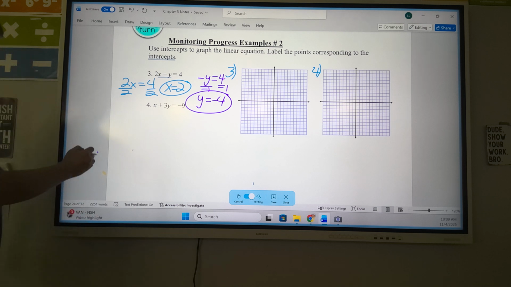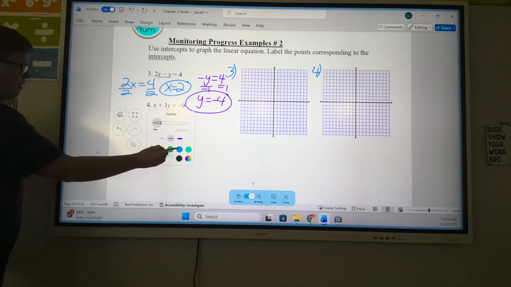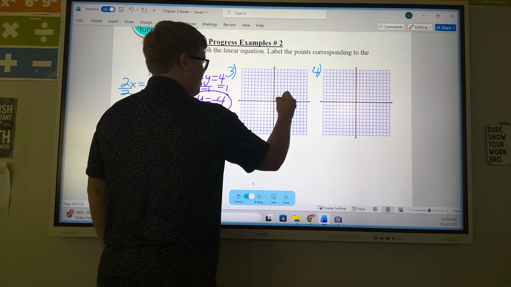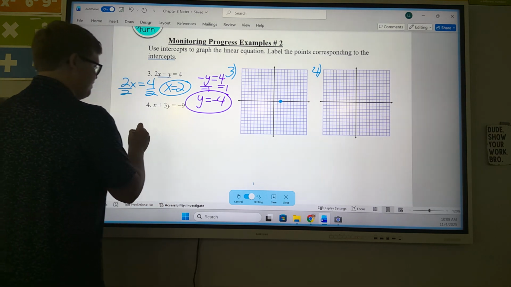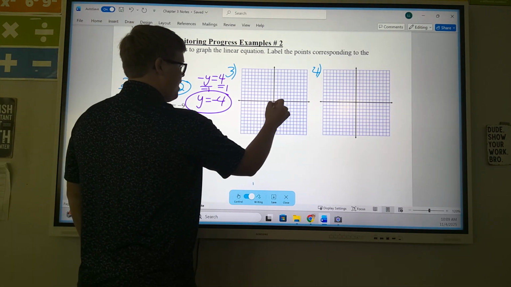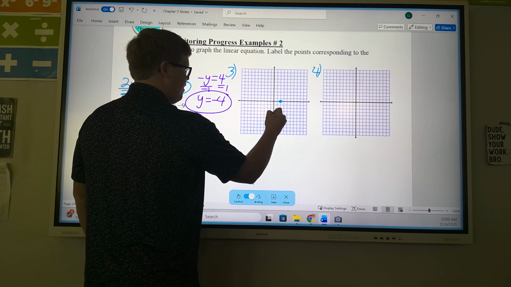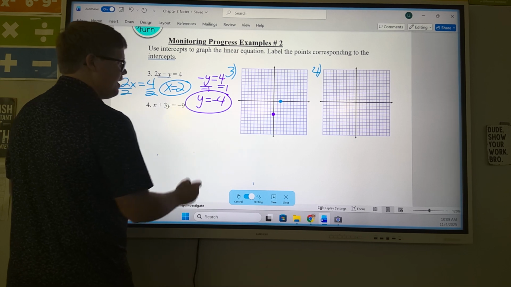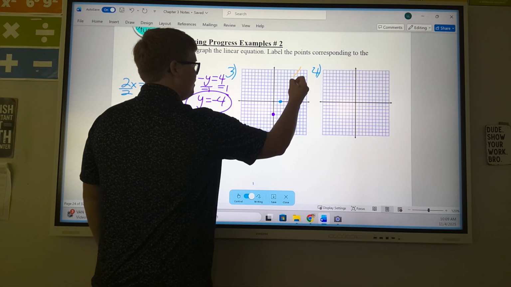Let's go ahead and graph both of them. Our x-intercept's at 2. We go over to 2 on the x-axis, make our dot, and our y-intercept is at negative 4. So that means we have to go down 4 on the y-axis, 1, 2, 3, 4, and make our dot. Now all we have to do is connect our 2 dots and draw our line.